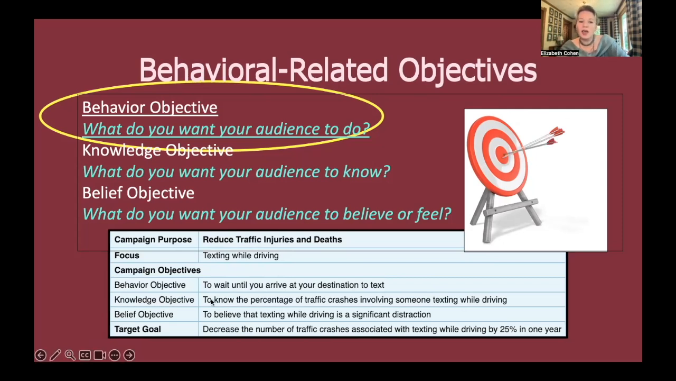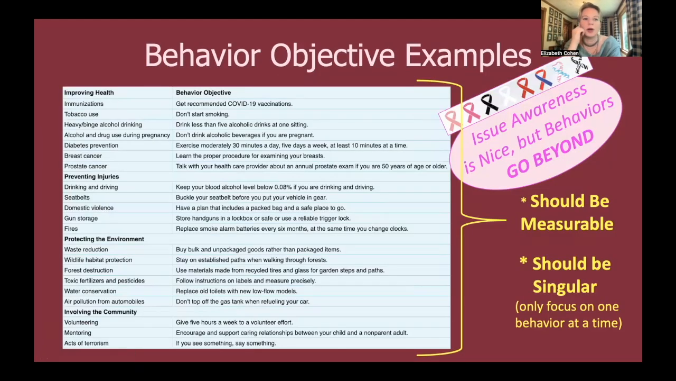And then they realize that in order for people to even be willing to consider this, they're going to have to understand that the percentage of traffic crashes involving somebody who was texting while driving was awful high. So they're like, we're probably going to need to give them that information. And they're also going to need to believe that texting while driving is an actual distraction, right? A lot of people think they can handle it. So those are all interconnected, but the behavioral objective is what we're really going for here.